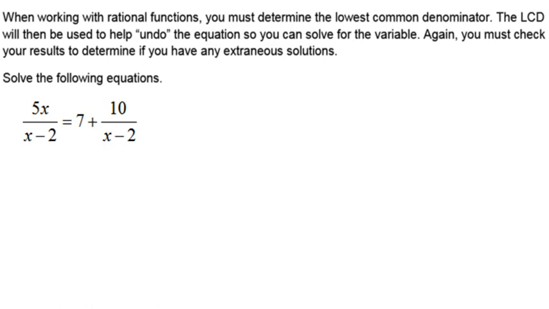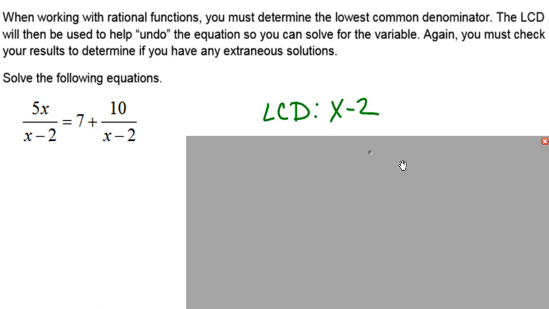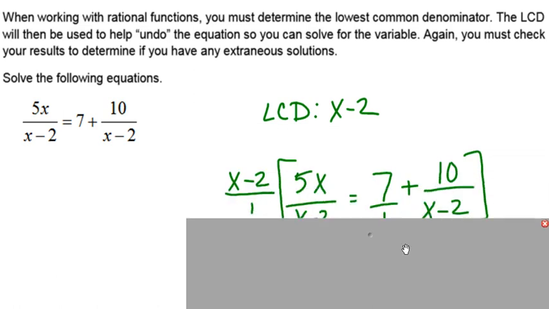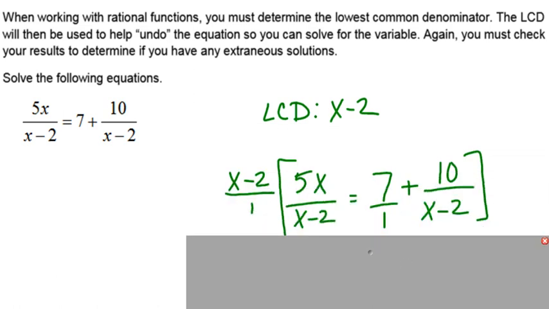Then we want to define our lowest common denominator. Well, if there's an x minus 2 in this denominator, that means every single denominator needs an x minus 2. Well, we already have one here. We're missing one here. So that would be our lowest common denominator. Multiply all of the terms in the equation by x minus 2.